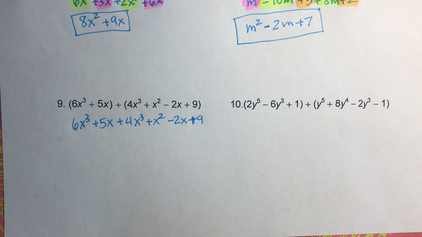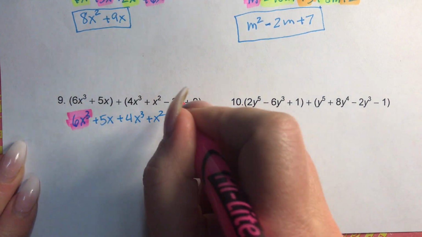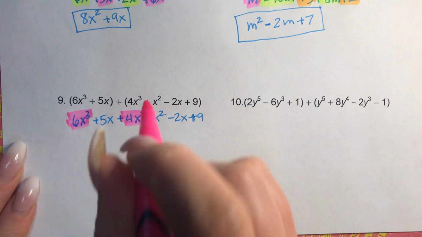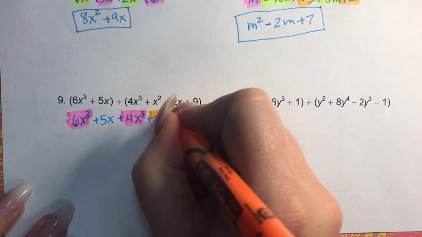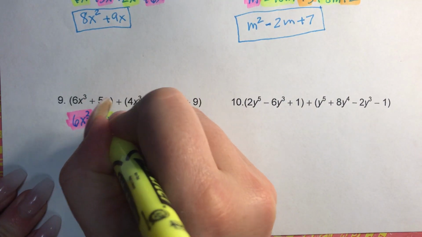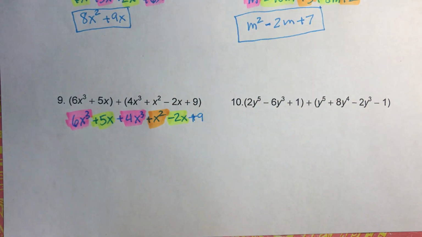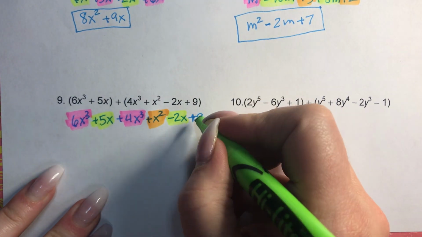Now what are we going to do? We're going to figure out what are the like terms. So I see this x cubed, right? We have this 6x cubed here, and we have this 4x cubed here. I see an x squared, which is here. And what else do I see? I see an x, right? We have 5x and negative 2x. Those are like terms. And then lastly, we have that constant, which is just a positive 9 here.